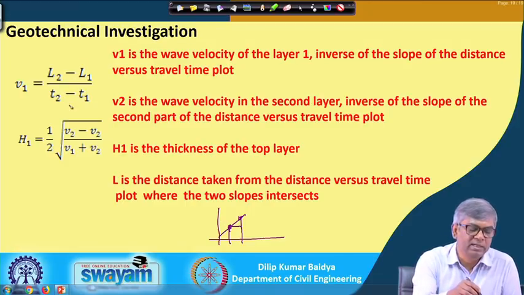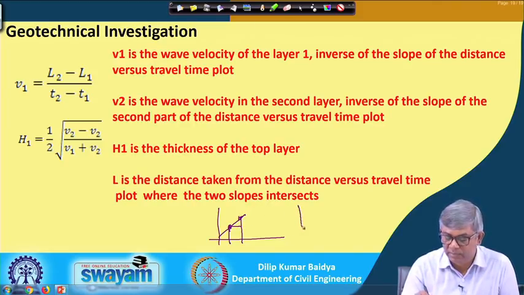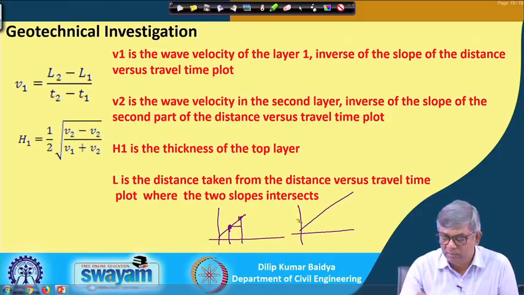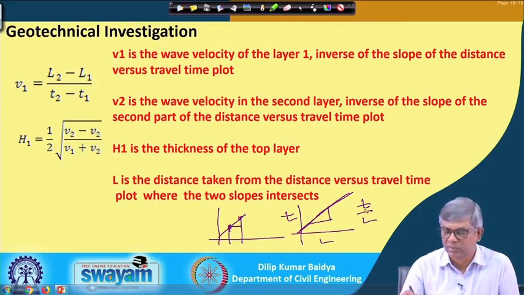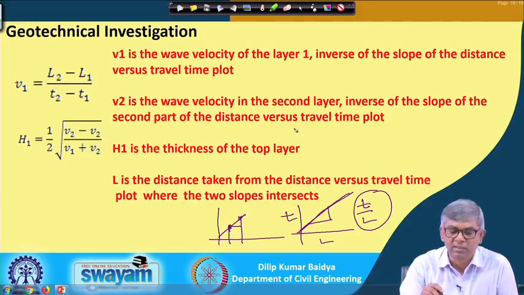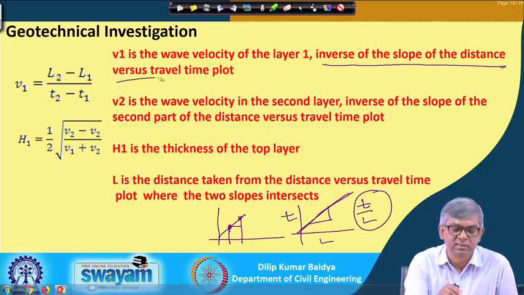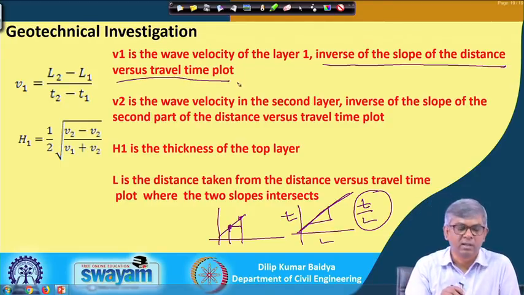So, distance by time is actually V1, that you can find out. If I want to find out the slope of this line, this is T and this is L. If I find out the slope of this line, it becomes T over L. So that is why the inverse of the slope will be velocity. The inverse of the slope of the distance versus travel time plot will be velocity V1 directly.